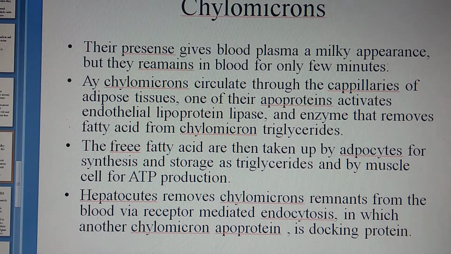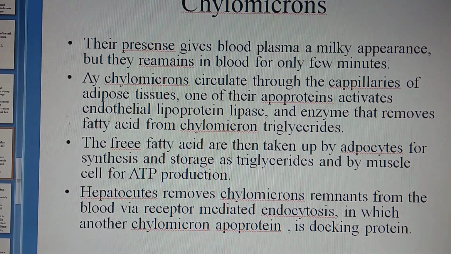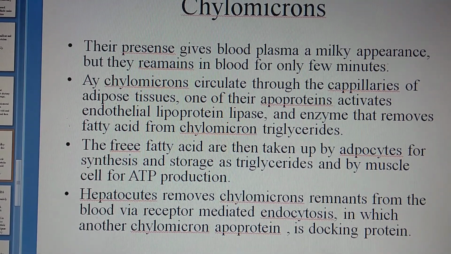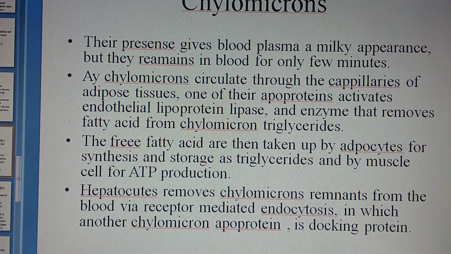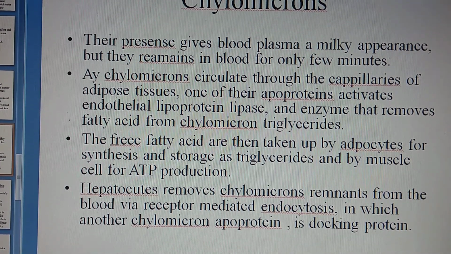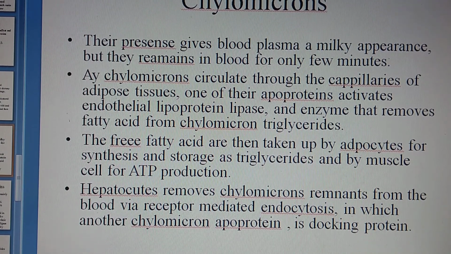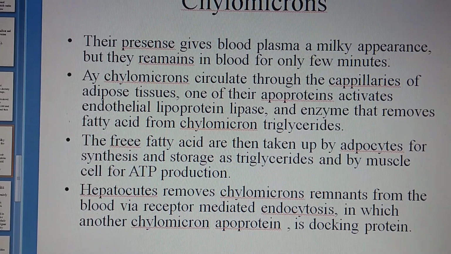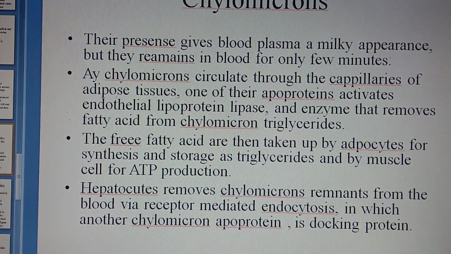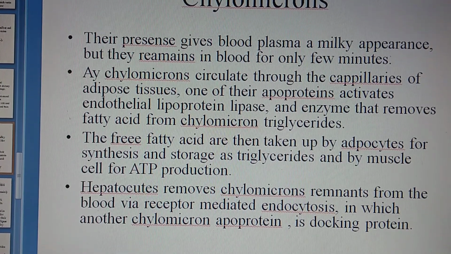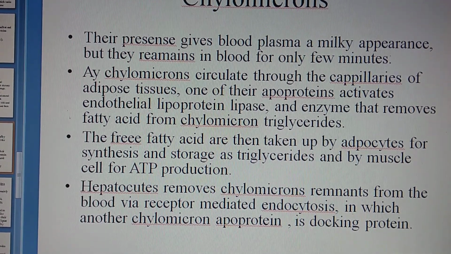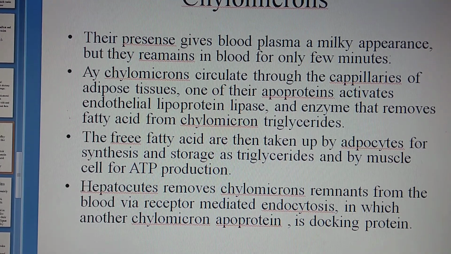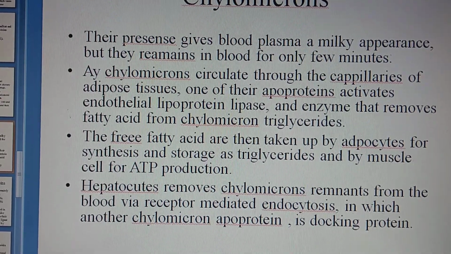As chylomicrons circulate through the capillaries of the adipose tissues, one of their apoproteins activates endothelial lipoprotein lipase, an enzyme that removes fatty acid from the chylomicron triglycerides. The free fatty acids are taken up by the adipocyte for the synthesis and storage as a triglyceride and by muscle cells for ATP production. Now hepatocytes remove chylomicron remnants from the blood via receptor mediated endocytosis, in which another chylomicron apoprotein is the docking protein. This is about the chylomicrons.